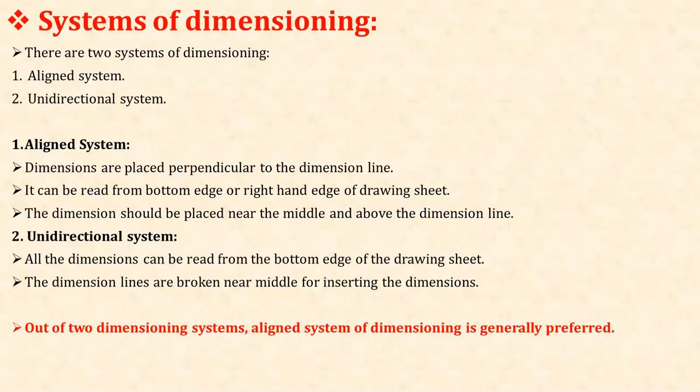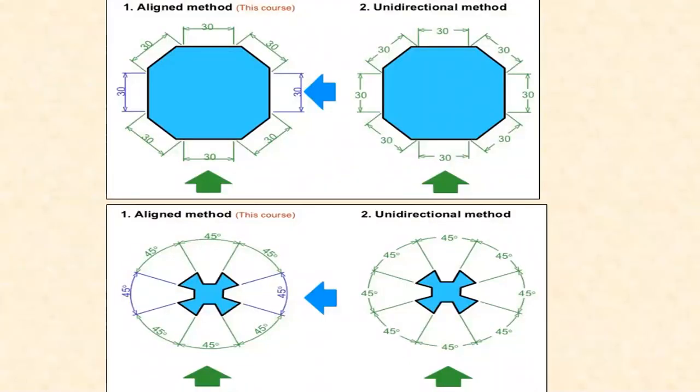What is the unidirectional system? The dimensions can be read from the bottom edge of the drawing sheet. Both are read from the bottom edge, but in the aligned system, you can read from the right-hand edge as well. And in the aligned system, dimensions are placed perpendicular to the dimension line. Out of these two systems, for academic purposes, we mostly follow the aligned system. This is the difference between the unidirectional and aligned systems of dimensioning.